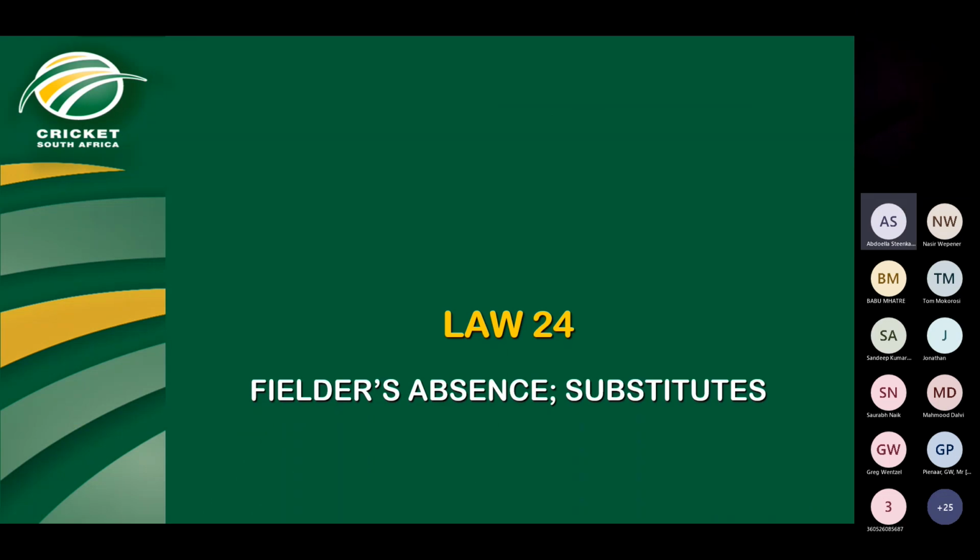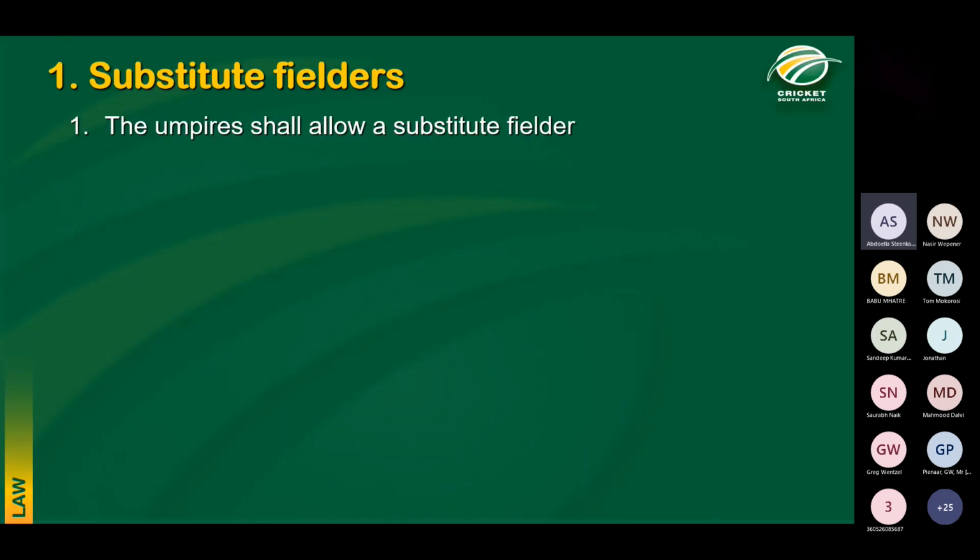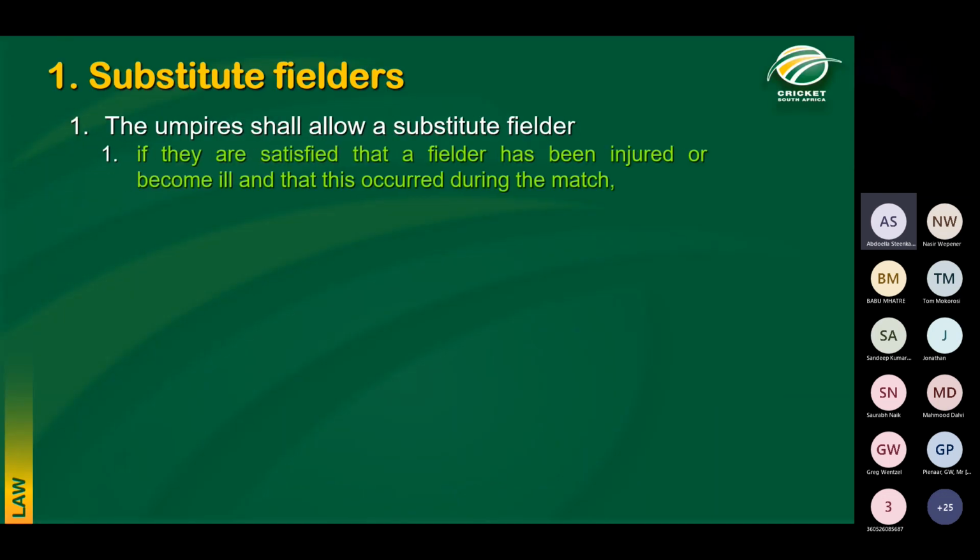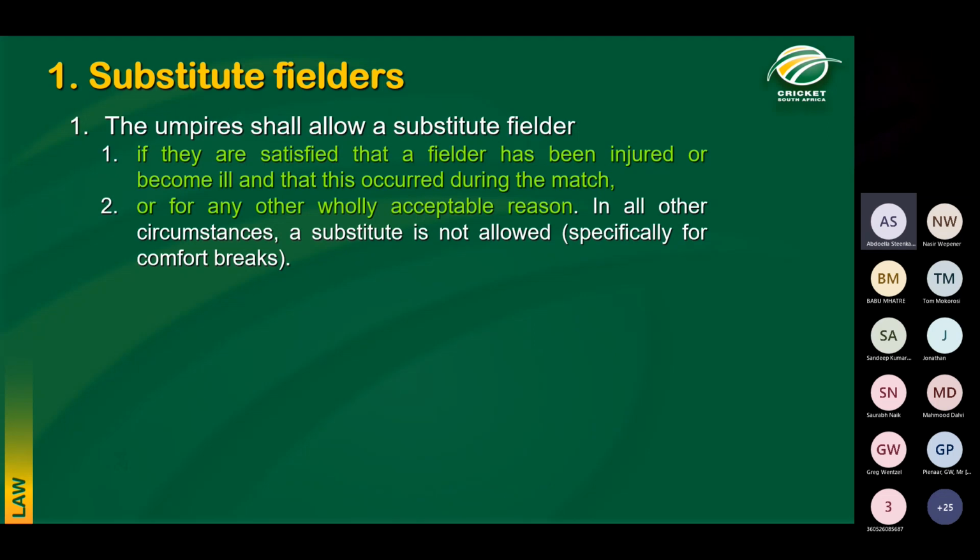Law 24 covers substitutes and fielder's absence. They start with substitutes. So when will you allow a substitute? The umpire shall allow a substitute if that particular fielder became injured or ill, and this happened during the match. So injured or ill, and it happened during the game, the umpire is to allow a substitute fielder. Umpires also allow a substitute fielder for a wholly acceptable reason.